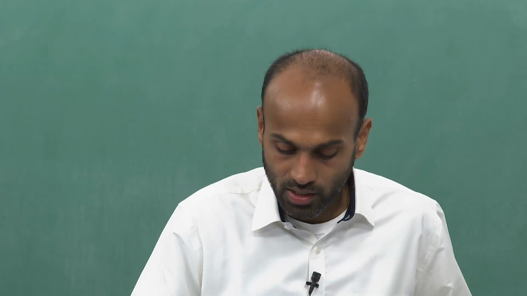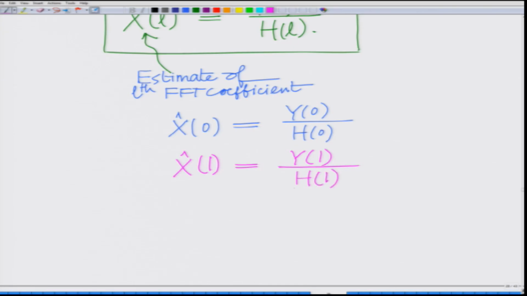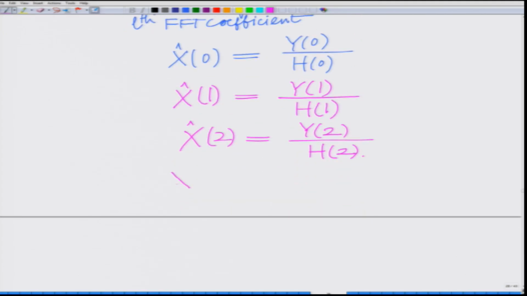So, therefore, what we are saying is capital X hat 0 equals Y0 divided by H0, capital X hat 1 equals Y1 divided by H1, capital X hat 2 equals Y2 divided by H2, and capital X hat 3 equals Y3 divided by H3. So, what are these?